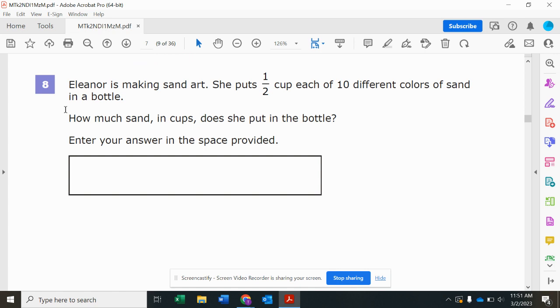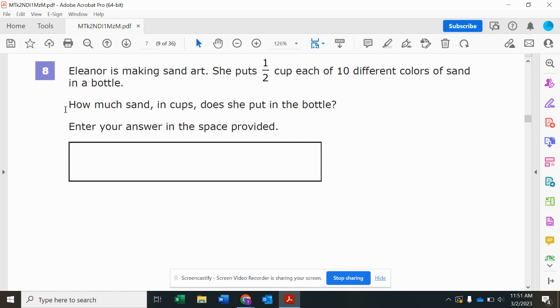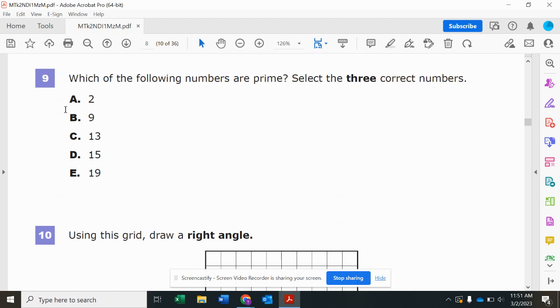Question 8. Eleanor is making sand art. She puts 1/2 cup of each of 10 different colors of sand in a bottle. How much sand in cups does she put in the bottle? Enter your answer in the space provided. Question 9. Which of the following are prime? Select the 3 correct numbers.